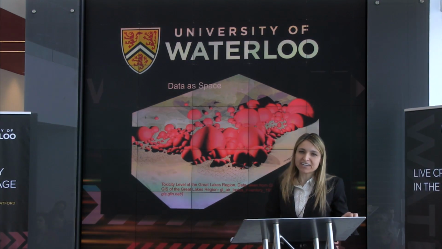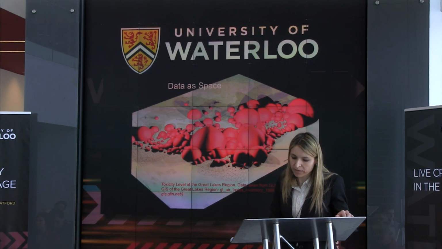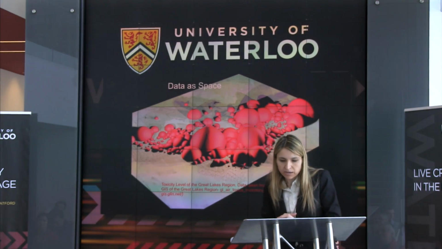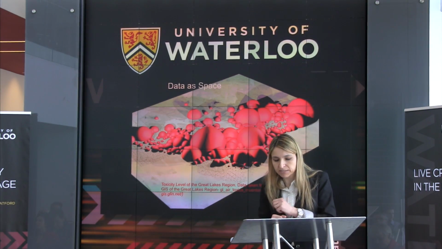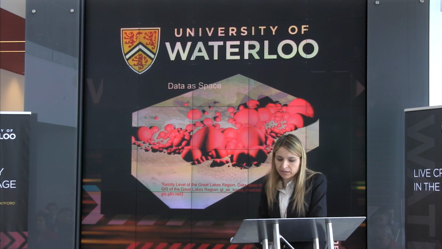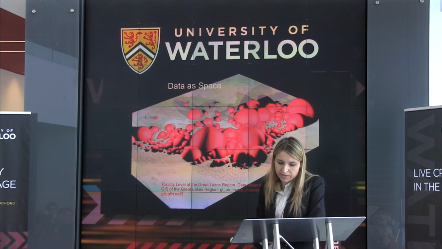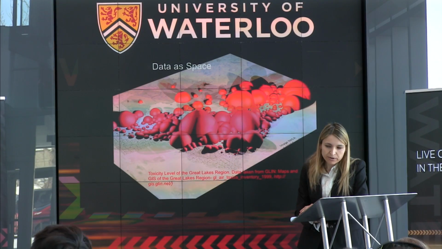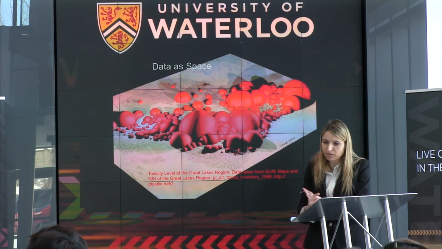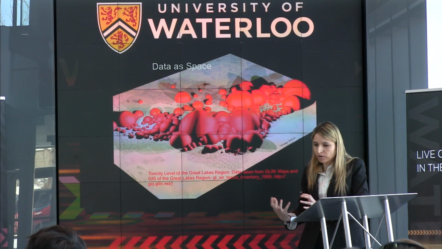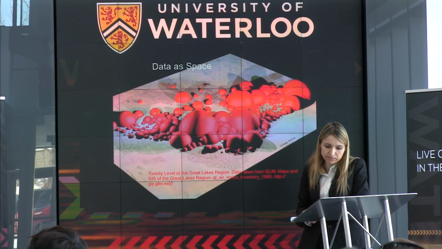I also looked at data as spaces. This is another way of representing it. In this particular space, I had data for the Great Lakes region, looking at the toxicity levels around the Great Lakes. And I created what I call bubble spaces, done in red rendering. The larger the bubble, the more alarming the toxicity level.